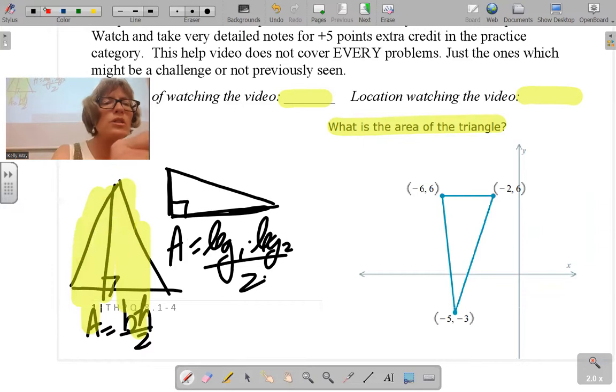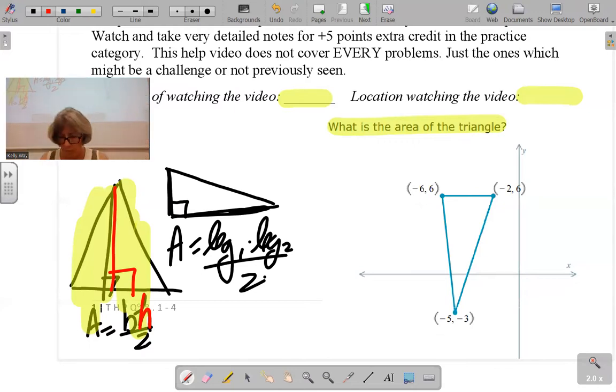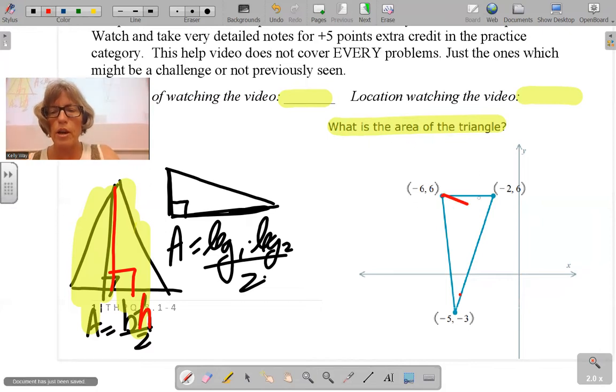Step number 1 is you must know that that word height always makes a right angle. Height always makes a right angle. Therefore, your first order of business is to draw in your height. Now, there's 3 ways you could draw the height here. Let me just show you. We could draw it there because it's a right angle.